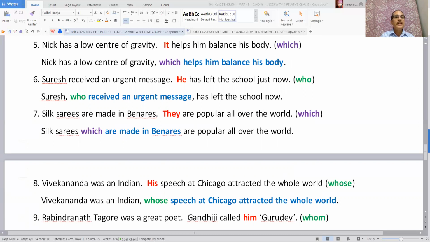So, silk sarees, it needs some definiteness. That means it must be defined what kind of sarees they are or where they are made. So, to define this subject, the silk sarees, we have to use a defining relative clause only. So, silk sarees which are made in Banaras, this itself becomes meaningful, are popular all over the world. So in place of they, we are using which here, and soon after the subject silk sarees, we are adding which are made in Banaras.